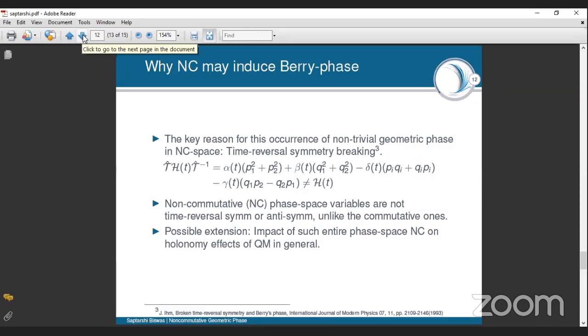Yeah. So, having found these non-trivial geometric phases for non-commutative space, we can ask what is the basic difference of non-commutative space from commutative space that leads to this non-trivial geometric phase. The basic idea is that the non-commutative phase space variables are not simply time-reversal symmetric or anti-symmetric, unlike the commutative ones, and hence the effective Hamiltonian that is found in the non-commutative space is also not time-reversal symmetric. It is shown that a Hamiltonian can only furnish geometric phase if it breaks time-reversal symmetry. So the time-reversal symmetry breaking effect of non-commutative space basically leads us to this non-trivial geometric phase.